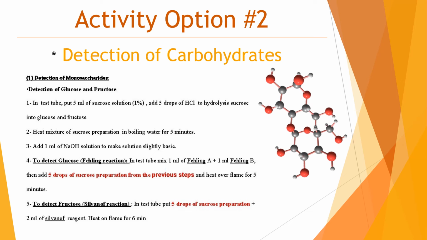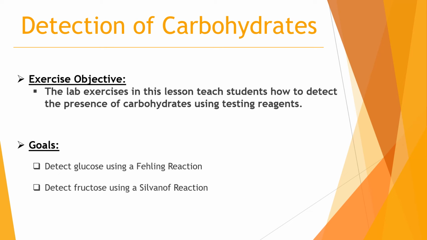The next exercise for the lab we're going to look at is the detection of carbohydrates. This lab will be looking at detecting glucose using the Fehling reaction and fructose using the Sylvanov reaction. This exercise is designed to teach students how to detect the presence of carbohydrates using testing reagents. Quite frequently in the chemistry lab, reagents are used to determine the presence or absence of certain chemicals in solution. In this case, our students are going to be utilizing the Fehling reaction to detect glucose and the Sylvanov reaction to detect fructose.